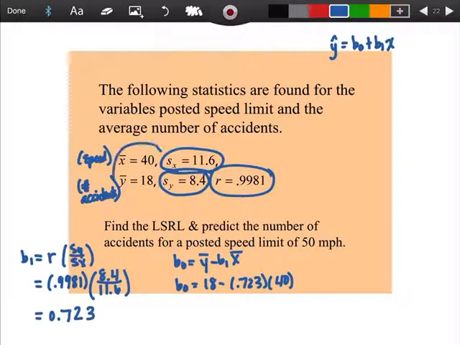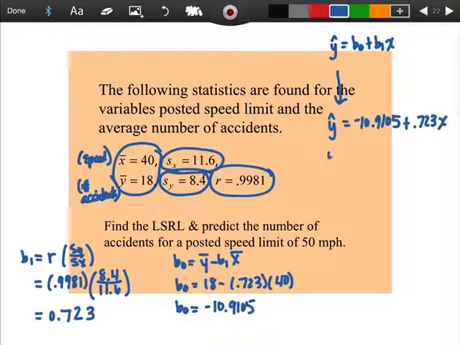If I now use my equation for my y-intercept, b0 is y bar minus b1 x bar, I can calculate my y-intercept using the slope that we just calculated and my x bar, y bar, my average x and y values that were given. My y-intercept is negative 10.9105. So if we put that together, our regression equation is negative 10.9105 plus 0.723x.